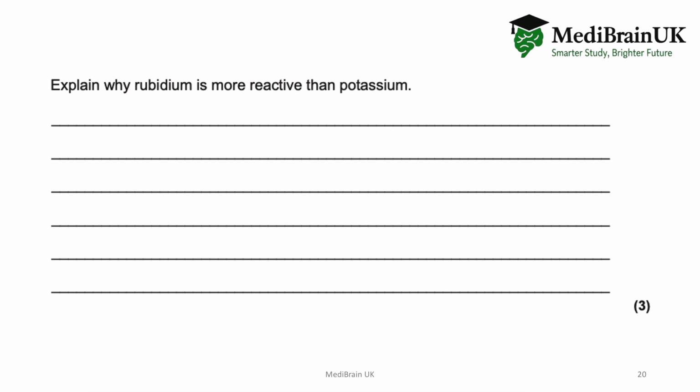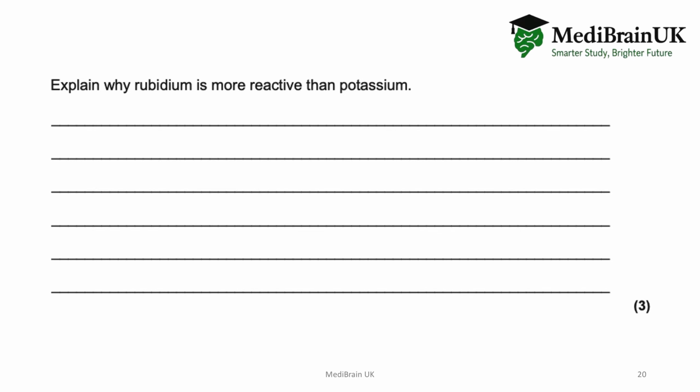Next question, it says explain why rubidium is more reactive than potassium. So we know that rubidium is more reactive than potassium, but why is it more reactive than potassium? That's what we need to say. Now, rubidium, when we look at group 1, is lower down in the group compared to potassium. What does this mean? Well, what are all metals reacting to do? They all have one electron in their outer energy level. All of group 1 have one electron in their outer energy level. And their aim is to lose that one electron, so they now have a full outer energy level.